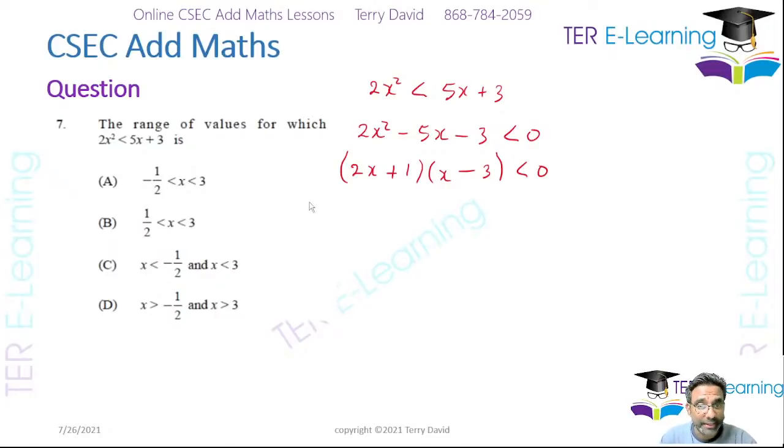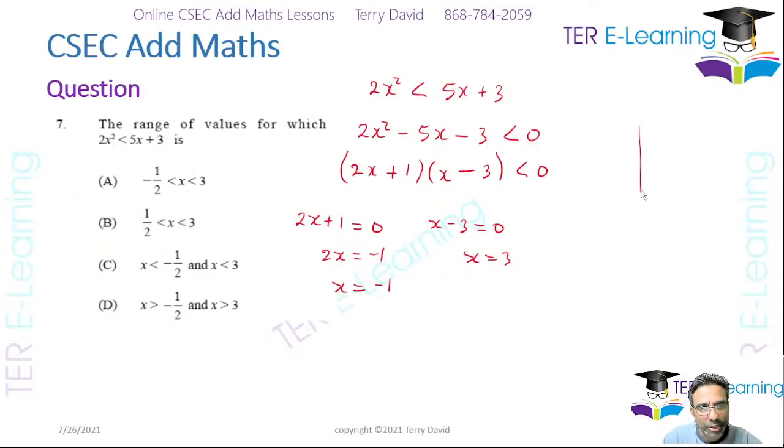So here's what's happening here. Let's find our points of importance. 2x plus 1 equal to 0, 2x equal minus 1, and therefore x is equal to minus 1/2. The next solution is x minus 3 is equal to 0, and therefore x is equal to 3. So you have two values here.